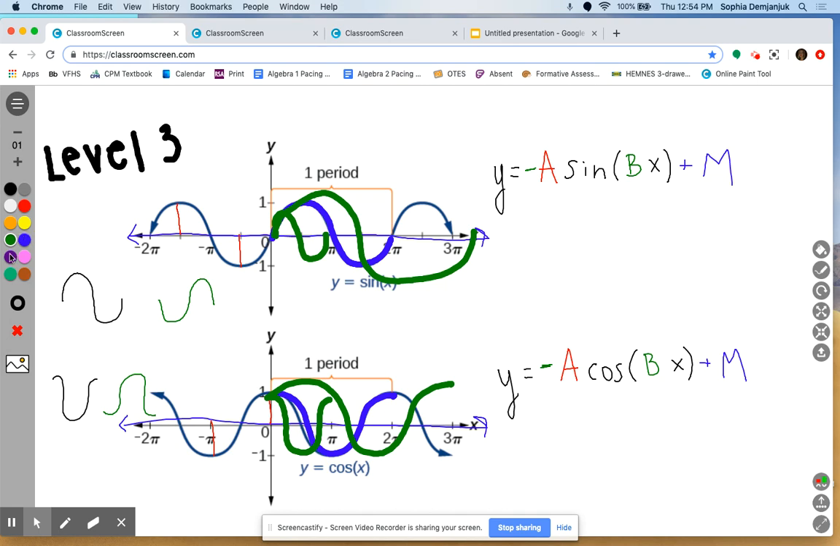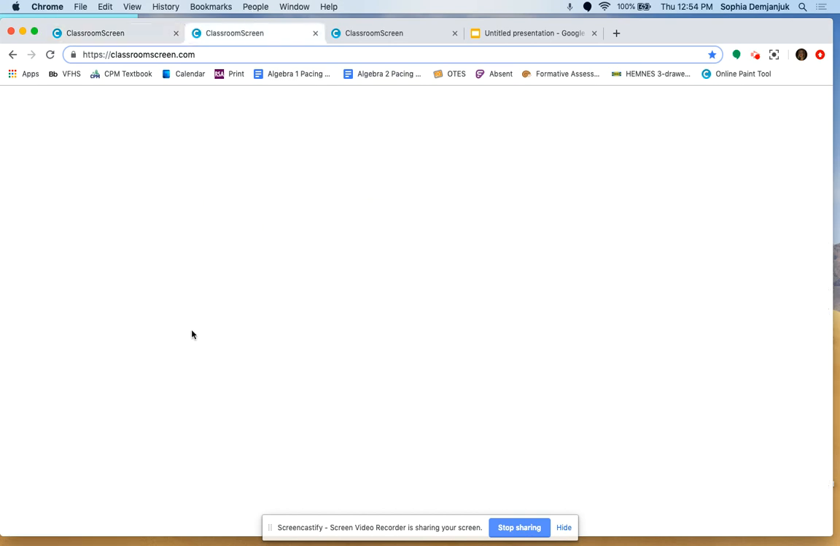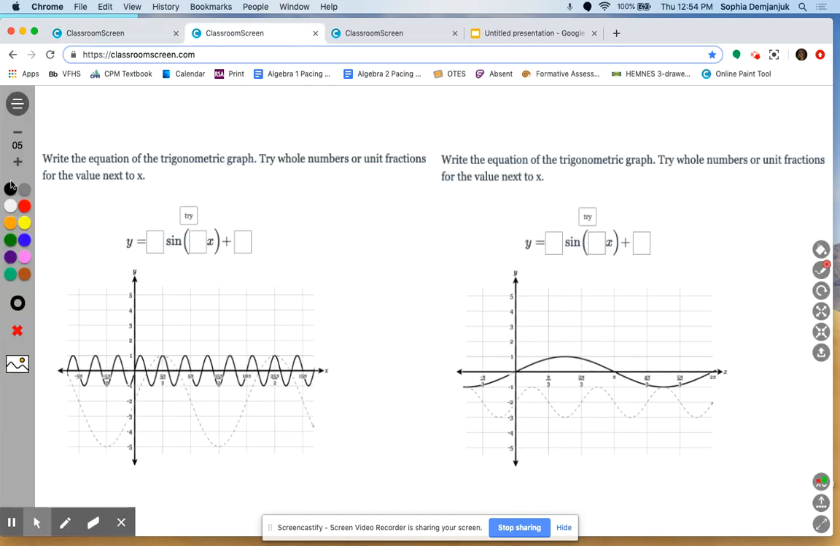When we are looking at our graph and we see what the period is, we're going to find b using the period. So we're going to take our formula for b. It's going to be 2 pi divided by the period. So let's do a couple examples.